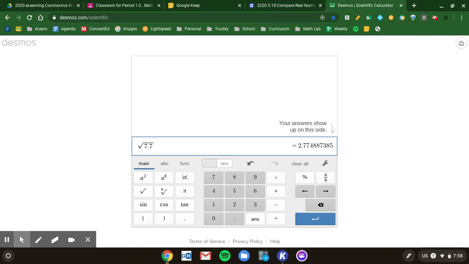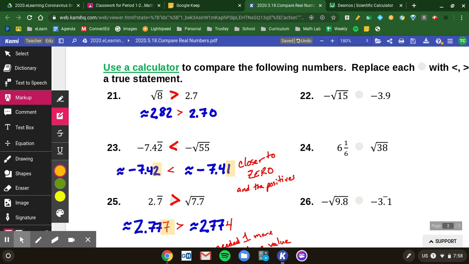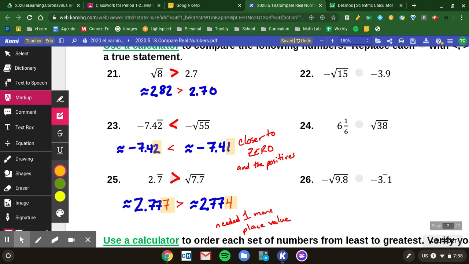Let's go back to the calculator and see 2.774. And yeah, I know there's more parts after it. But right now I can see which one is larger. That 2 and 7 repeated is going to be just a little bit bigger than the square root of 7 and 7/10.